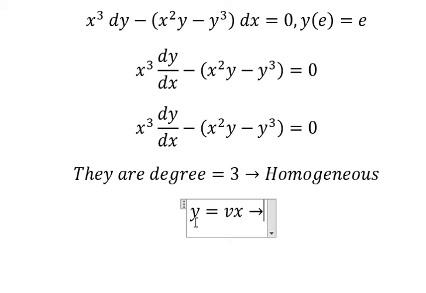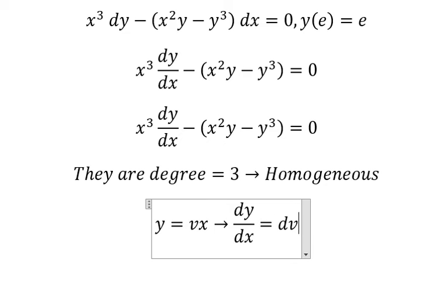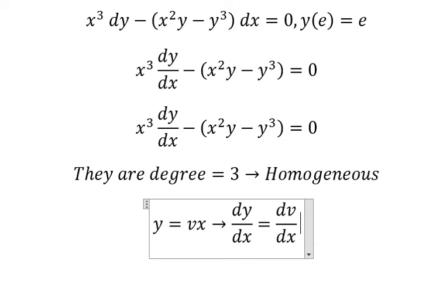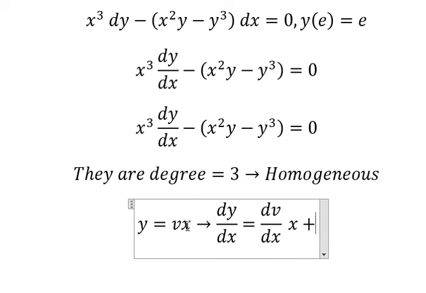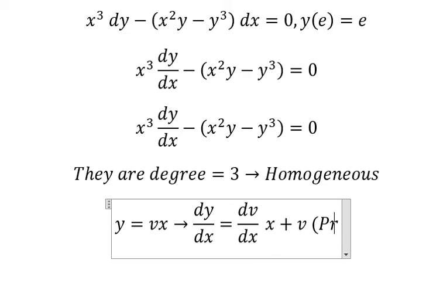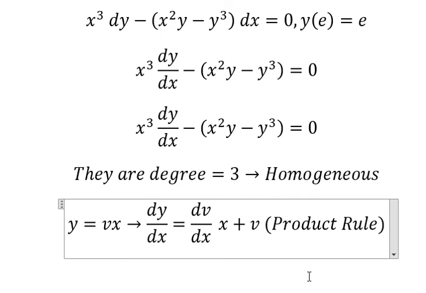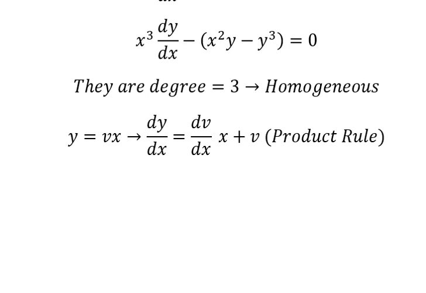Later we need to do the first derivative for both sides. First derivative of v, we have dv over dx multiplied by s. First derivative of s, we have v because this is about number 1, and that is about the product rule of derivative.